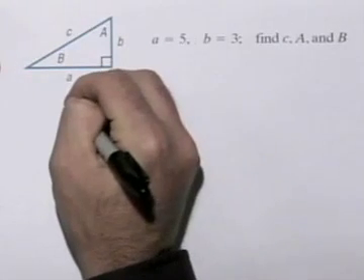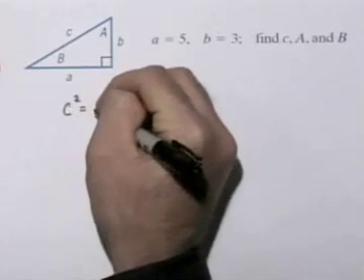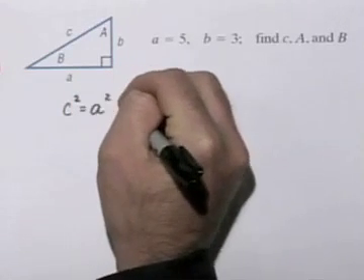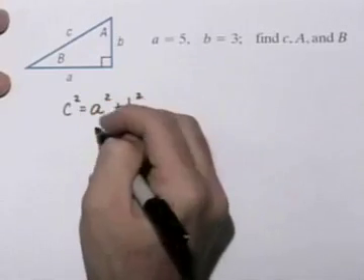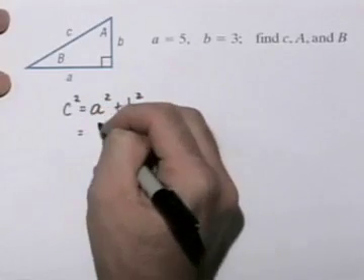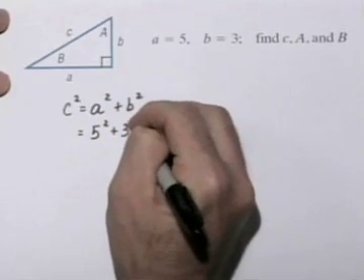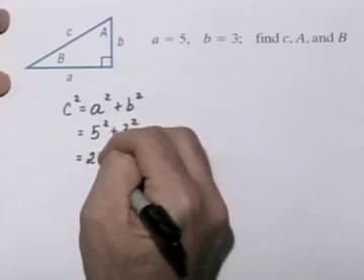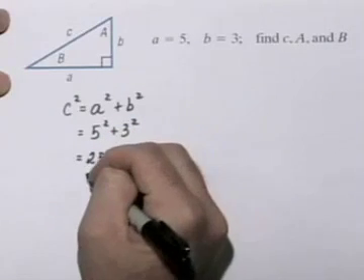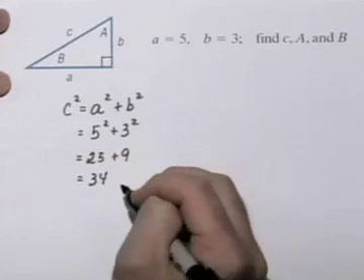Recall, the Pythagorean theorem says that in a right triangle, the square of the hypotenuse is equal to the sum of the squares of the lengths of the two legs. So we have c squared equals a squared, which is 5 squared, plus b squared, or 3 squared. 5 squared is 25, 3 squared is 9, 25 plus 9 is 34.